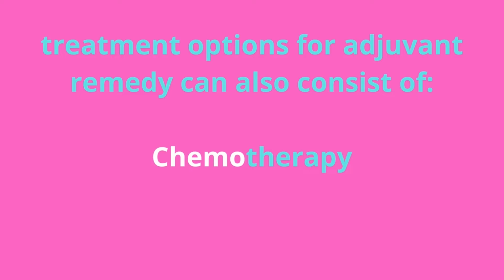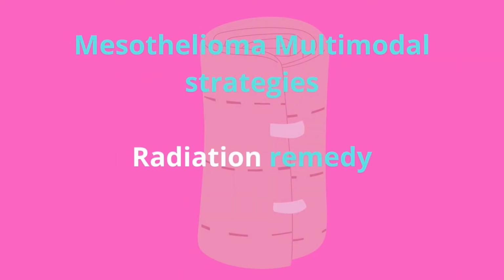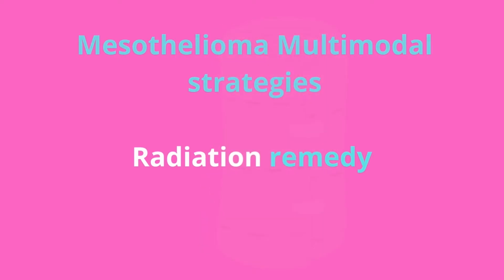Treatment options for adjuvant therapy may include chemotherapy, anti-cancer drugs that enter the whole body through the bloodstream to kill cancer, orally or through veins. Radiation therapy, high-powered energy beams, like X-rays, that enter the body internally or externally to kill cancer cells. Adjuvant radiation therapy targets the area around the original cancer's location to reduce the risk of recurrent growth.